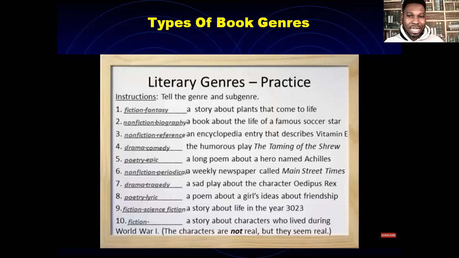And then the humorous play, The Taming of the Shrew. It is a play, so it is a drama, and it is humorous. It means it is comedy. Number 5, we have a long poem about a hero named Achilles. So we already said it is a poem, so we know that the genre is poetry and the subgenre is epic, because it is a long poem about a hero. A weekly newspaper called Main Street Times. Yes, the weekly newspaper, so it's non-fiction and it is a periodical.